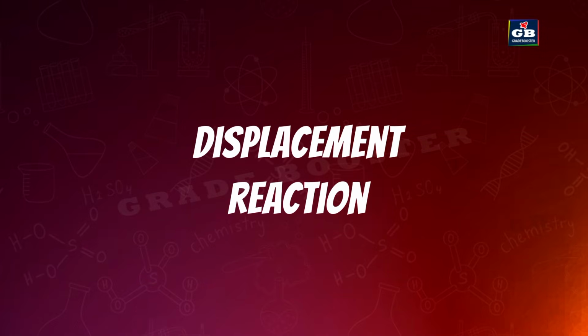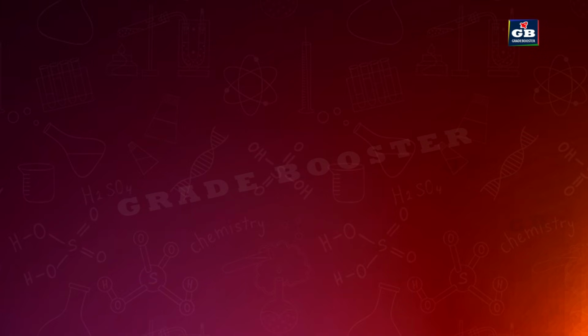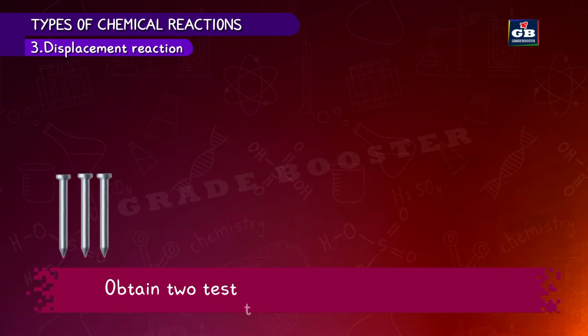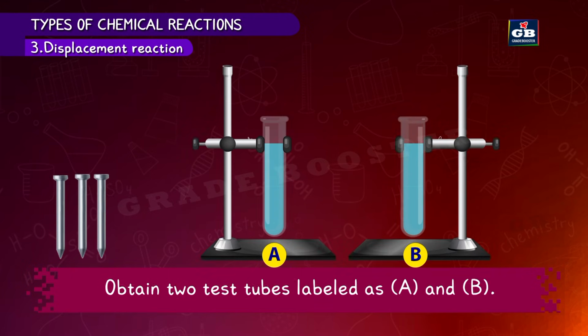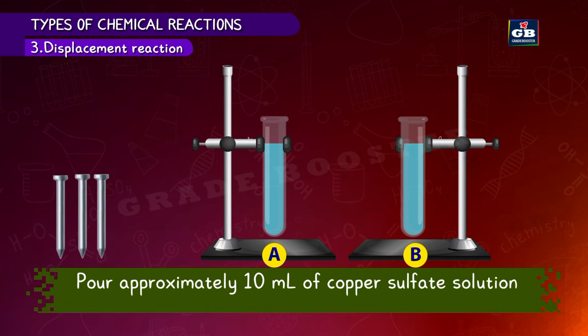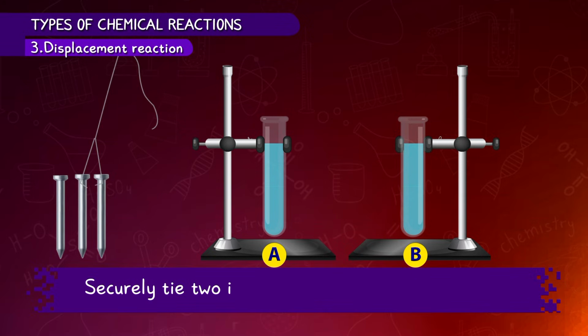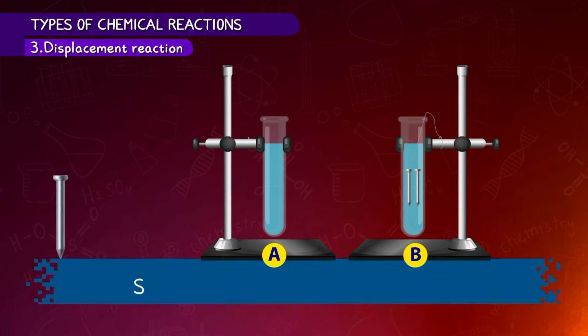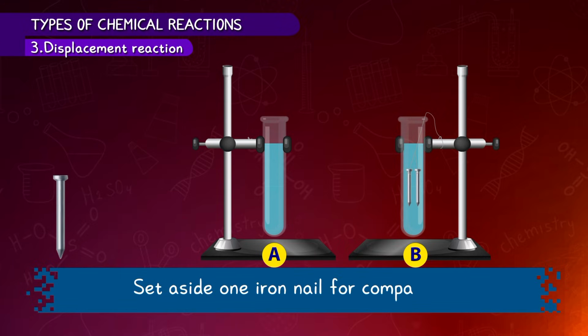Now let us learn about displacement reaction. Gather 3 iron nails and clean them by rubbing with sandpaper. Obtain 2 test tubes labeled as A and B. Pour approximately 10 ml of copper sulfate solution into each test tube. Securely tie 2 iron nails together with a thread and carefully immerse them into the copper sulfate solution in test tube B for 20 minutes.